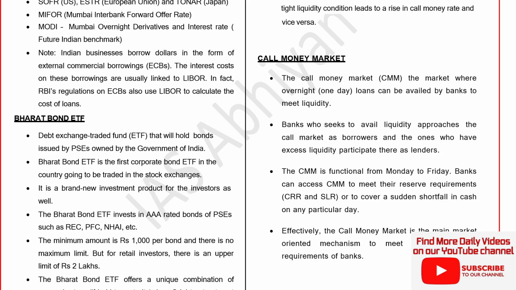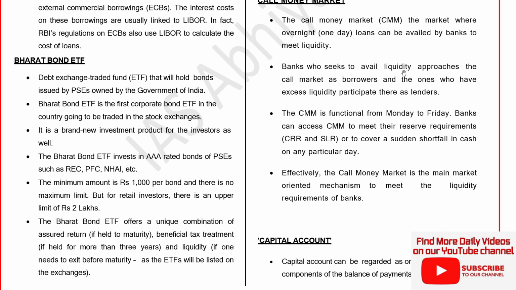Banks who seek to avail liquidity approach the call market as borrowers, and the ones who have excess liquidity participate there as lenders. The call money market, CMM, is functional from Monday to Friday. Banks can access the CMM to meet their reserve requirements, CRR and SLR, or to cover a sudden shortfall in cash on any particular day. Effectively, the call money market is the main market oriented mechanism to meet the liquidity requirements of banks.